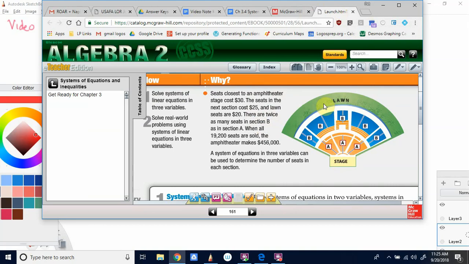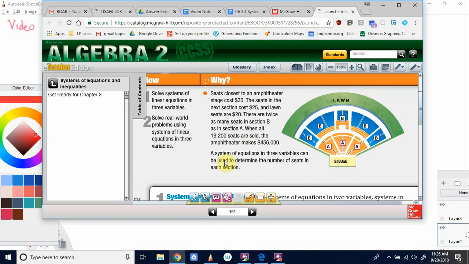The amphitheater says this: seats closest to the stage are $30, so that would be section A. The next section is $25 and the lawn section seats are $20 each. They tell you there are twice as many seats in section B as in section A, and when all 19,200 seats are sold, the amphitheater makes $456,000. So we have to write a system of equations, solve, and find out how many seats are in each one based on the given information.